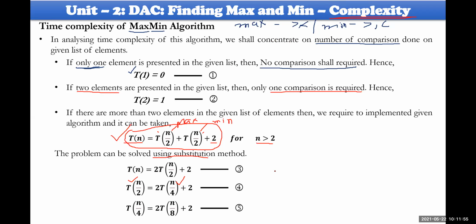What we are trying to do here, already we told you that it could be done by the substitution method. So these two equations will be substituted in this particular equation. Substitute equation number 4 and 5 in equation number 3, then you could get this one. This is our actual equation number 3. Then 2 into, substitute the value of T of n by 2: 2 into 2T of n by 4 plus 2, plus 2.